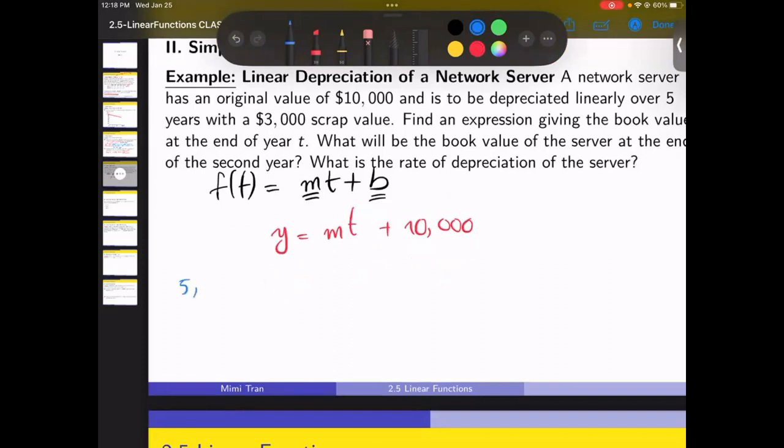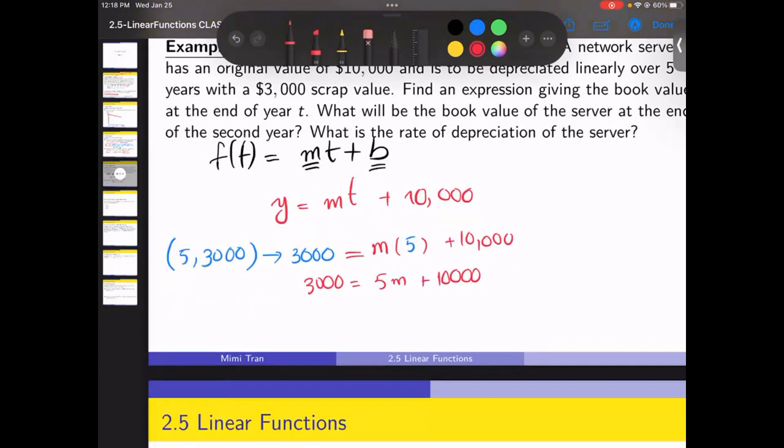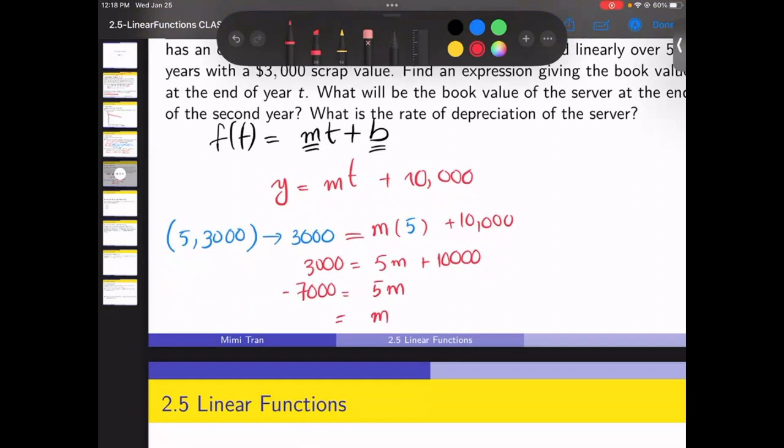So t is 5 and y is 3,000. 3,000 equals 5m plus 10,000. Subtract 10,000 from both sides: 5m is negative 7,000. So m equals negative 1,400, which makes sense, right? It's depreciating, so you should have a negative slope. So y equals negative 1,400t plus 10,000.